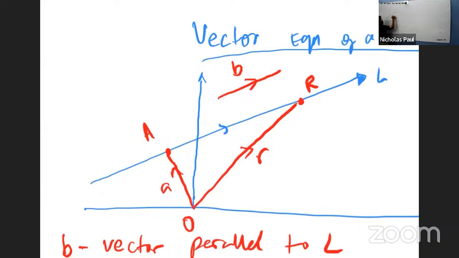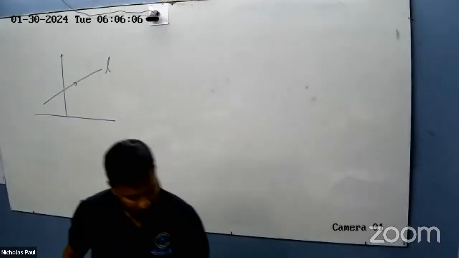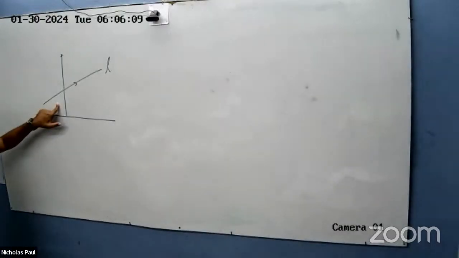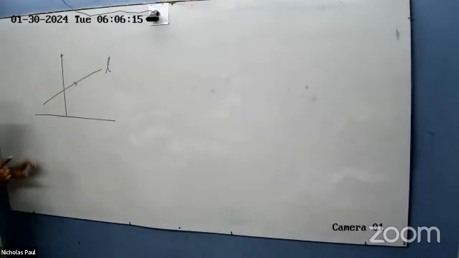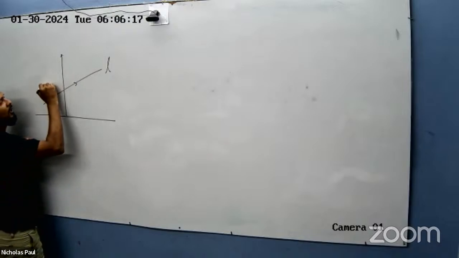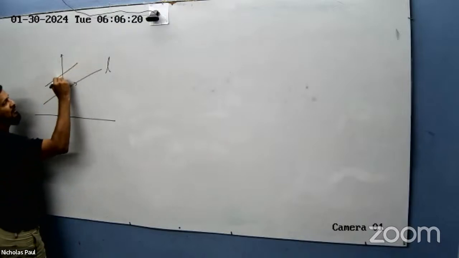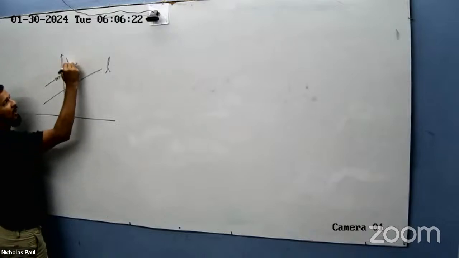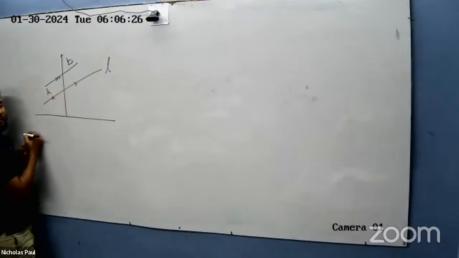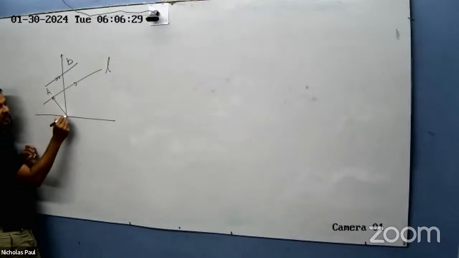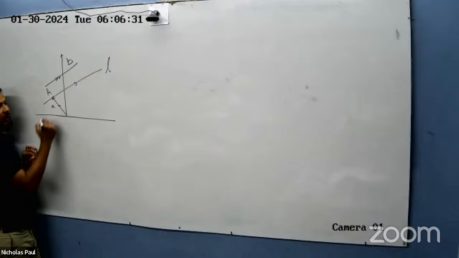Right? This is the vector that we're trying to get. This is the question. This is the line that we're trying to get the vector equation of. In order to get it, we need two things. We need a vector parallel to this line. Let's call that vector B. We need a point on the line. Let's call it A. If we have a point, we can find the position vector, small a.